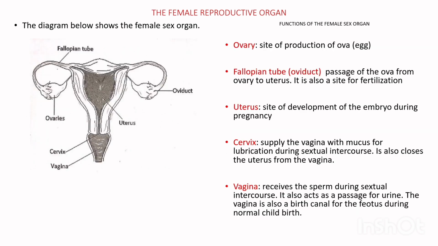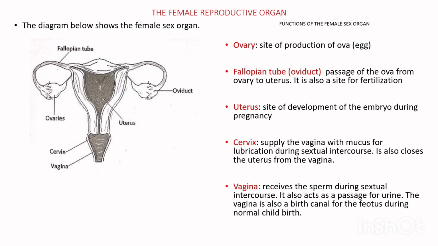So in this unit, we are looking at the female reproductive organ. We also need to know the function of the fallopian tube, the ovary, the cervix, the vagina, the uterus, and the oviduct. We start with the ovary. The function of the ovary is simply to be the site for the production of eggs. That's where the ova is made.